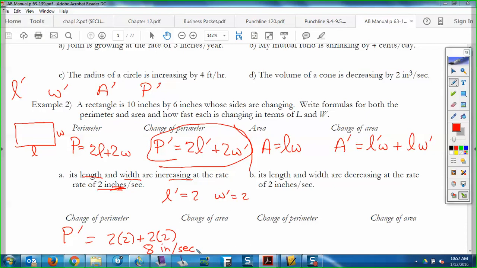2 of them. Well, if they're each changing 2 inches every second, your lengths are gaining 4 inches every second, right? Same with the width. So the perimeter is 8 inches per second. Okay? Now, what about the change in area?